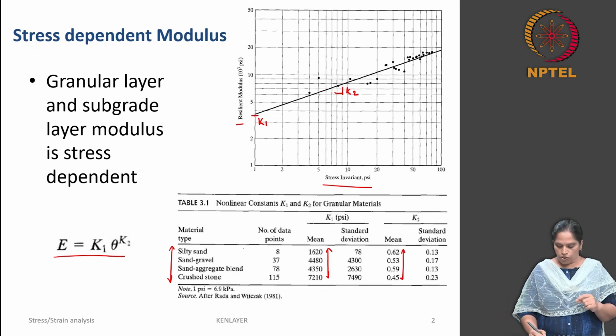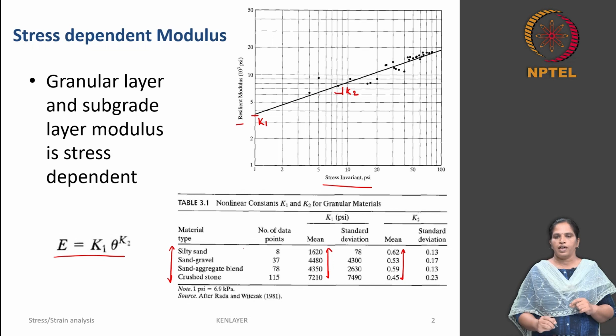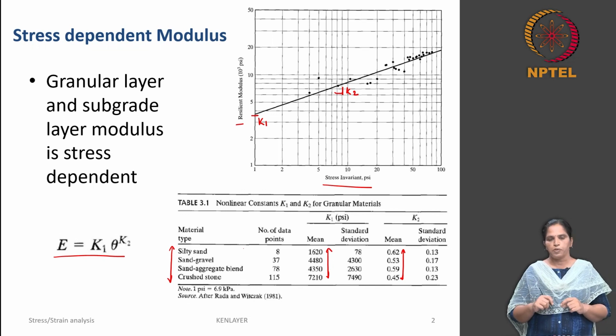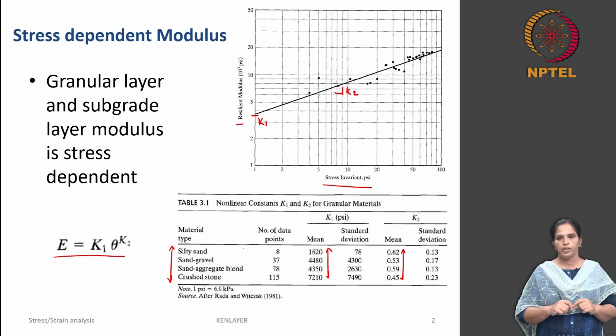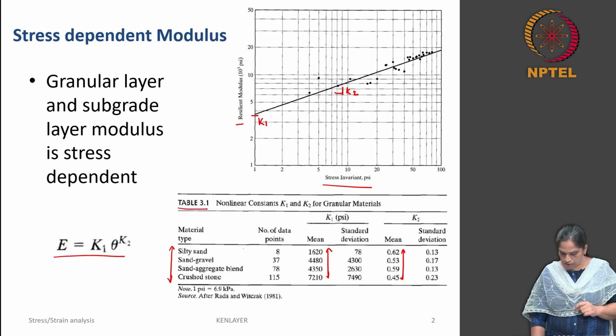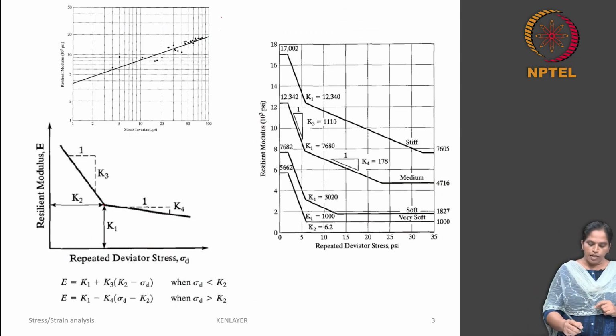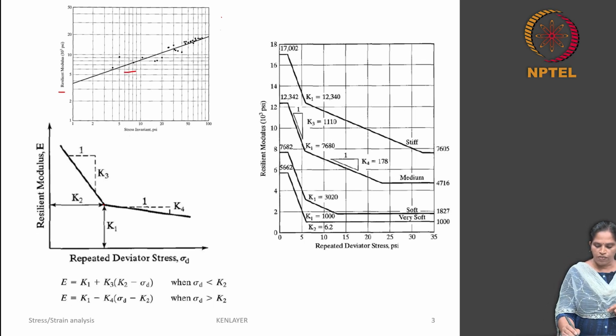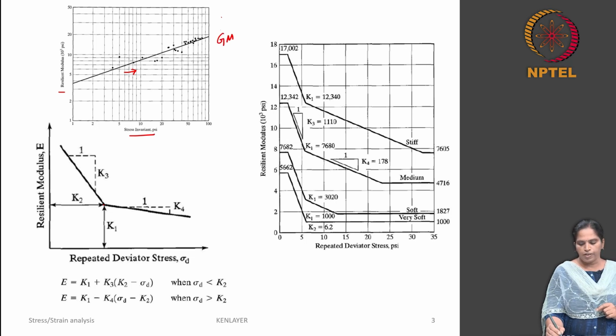You can determine the values of K1 and K2 by conducting a resilient modulus test in the laboratory. If you do not have such a facility, you can refer to the K1, K2 values from this reference table. You can also see that the resilient modulus of a granular material increases when the stress invariant increases.